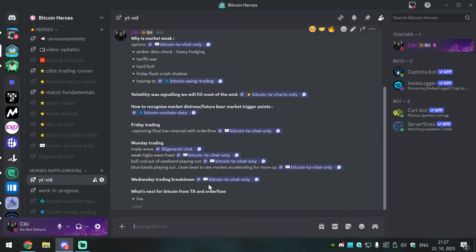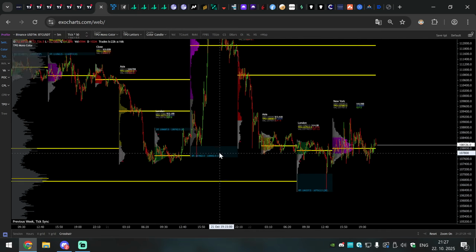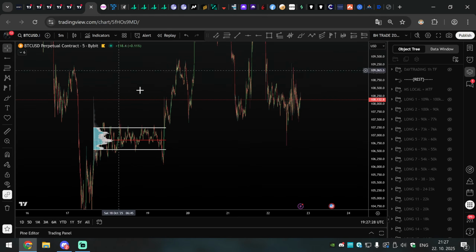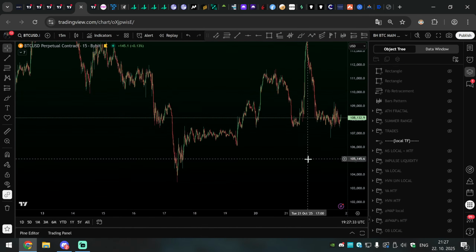I think I went over all planned posts, and now let's start with the technical analysis, and then we move to order flow. And this is going to be it, my dear traders. Let's go.